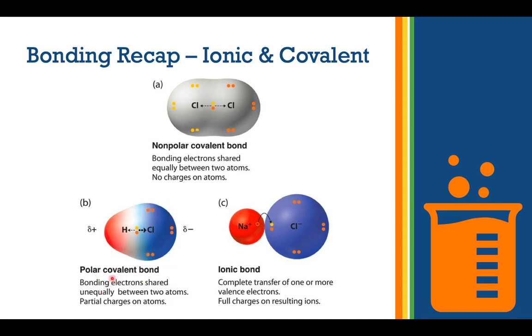So polar covalent bonds are bonding electrons shared unequally between two atoms. There's partial charges on the atoms. Notice atoms, two atoms, and then this is ions, okay? So there is a complete transfer of one or more valence electrons in ionic bonds. There's full charges on resulting ions. And notice that these two are not merged together. They're basically held together by electrostatic forces.